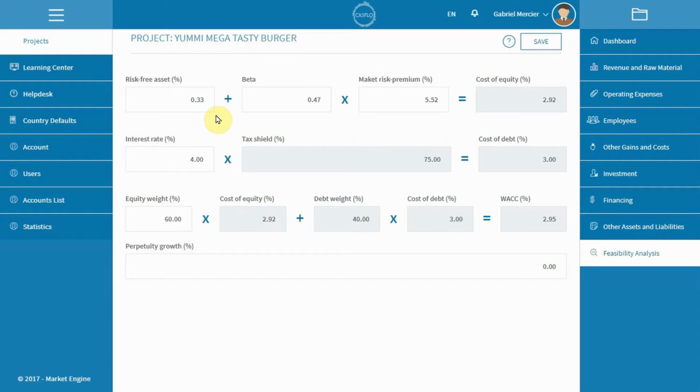Hello, let's talk about the feasibility analysis assumptions. The feasibility analysis uses three calculations: the cost of equity, the cost of debt, and the weighted average cost of capital. The cost of equity is the return that the shareholders of a company require for an investment.